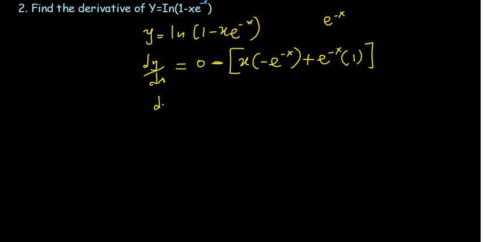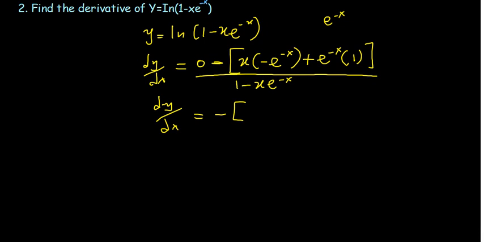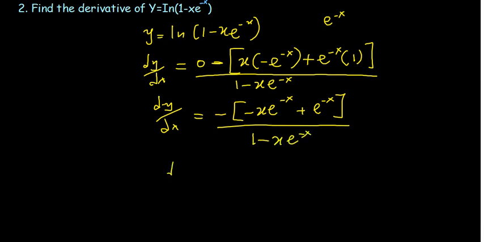Therefore, if we do this, everything now is supposed to be divided by the same thing we are finding the derivative for. That is 1 minus x e to the power negative x. So dy over dx is equal to, we have got negative. I'm just going to now simplify what is inside, so I can even multiply this negative with this, and that is going to be negative x e to the power negative x, and then plus e to the power negative x divided by 1 minus x e to the power negative x.